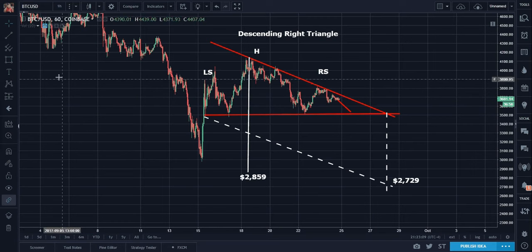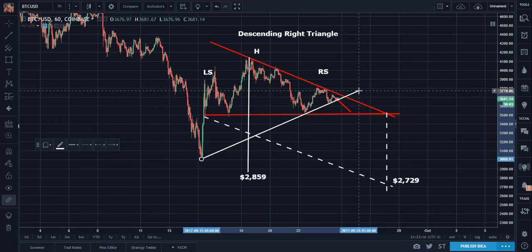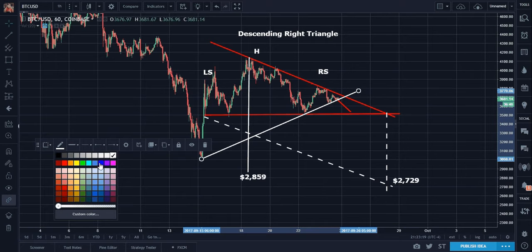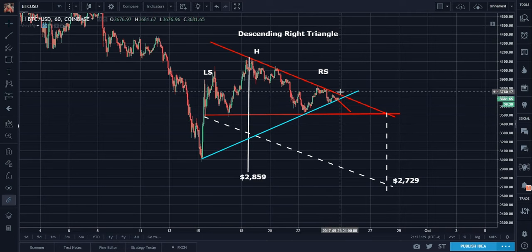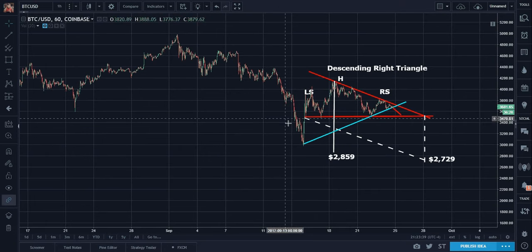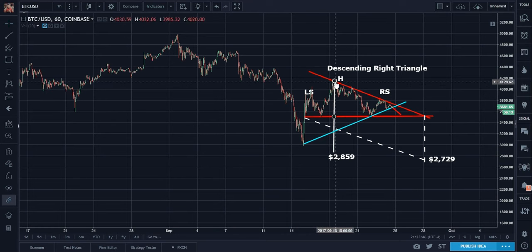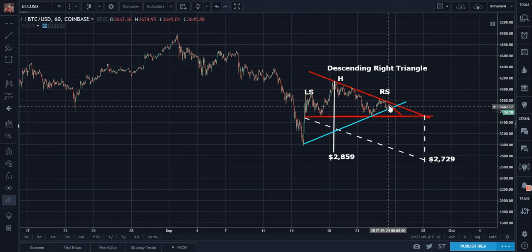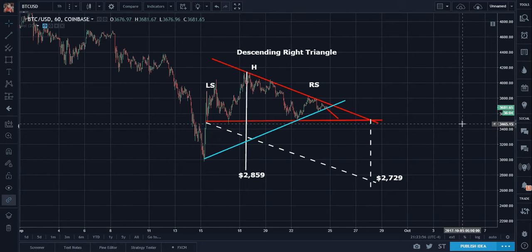I had received a message saying that maybe this is a triangle, like so. So this line and this line here could be a triangle. So if you have a declining move and then the triangle is being formed, 1, 2, 3, A, B, C, D, E. Possible.